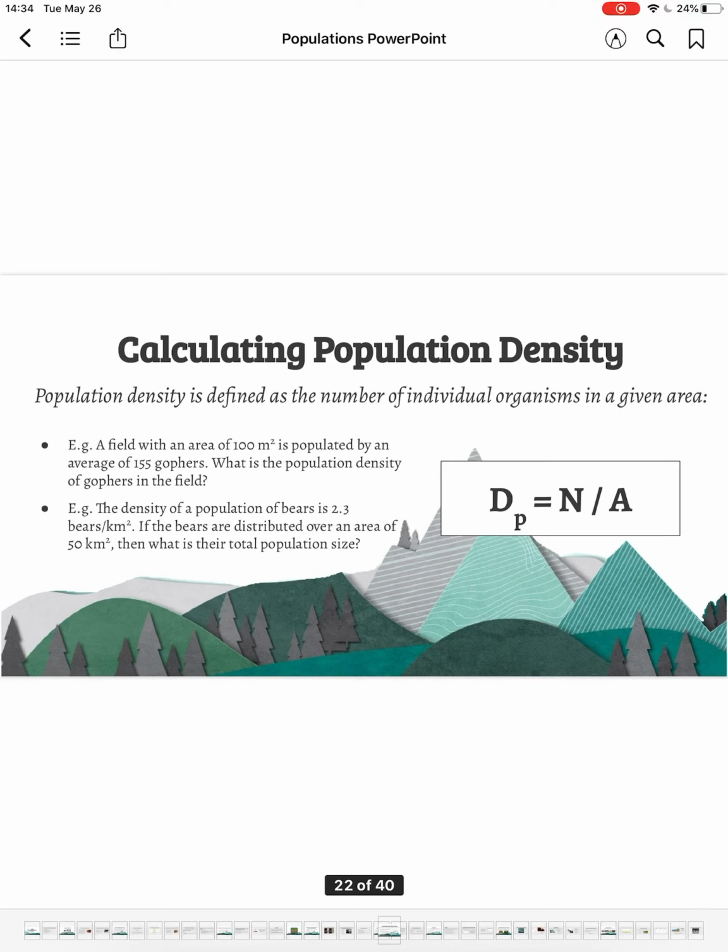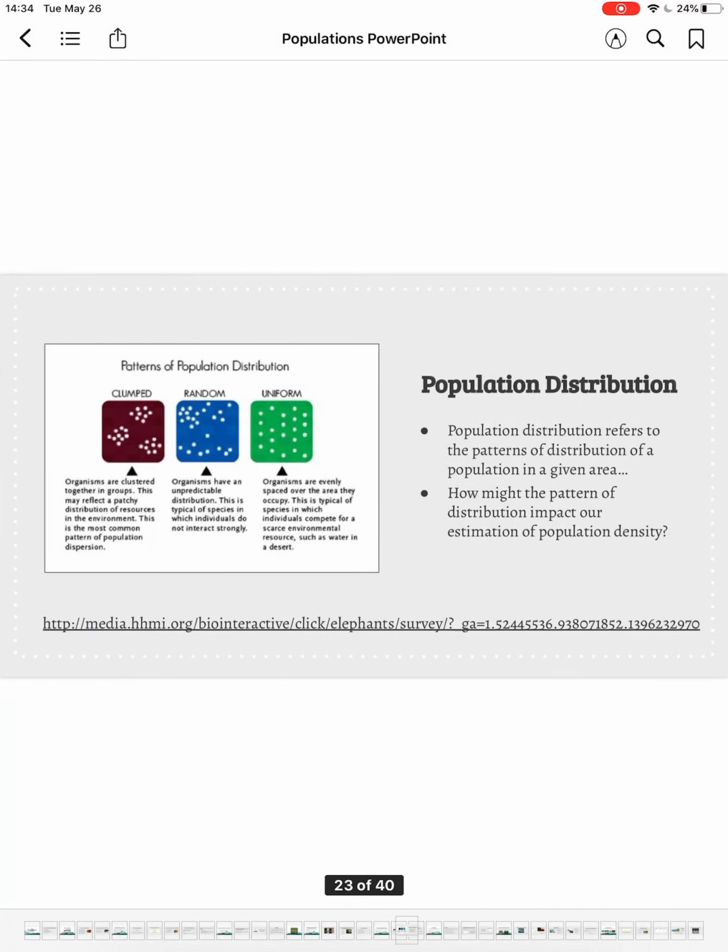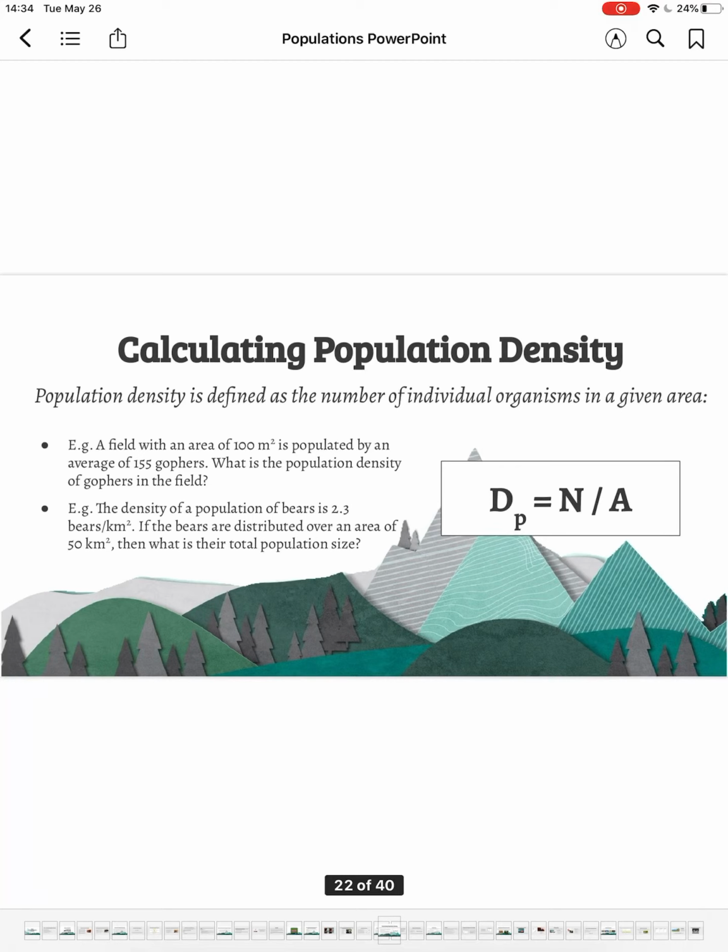So we're going to use this formula in a second, but I'm going to just read the other example as well. The other example is the density of a population of bears is 2.3 bears per kilometer squared. If the bears are distributed over an area of 50 kilometers squared, what is the total population size? So if we're looking at this formula here, and I'm just going to double check that I'm getting this right, because it didn't tell us.